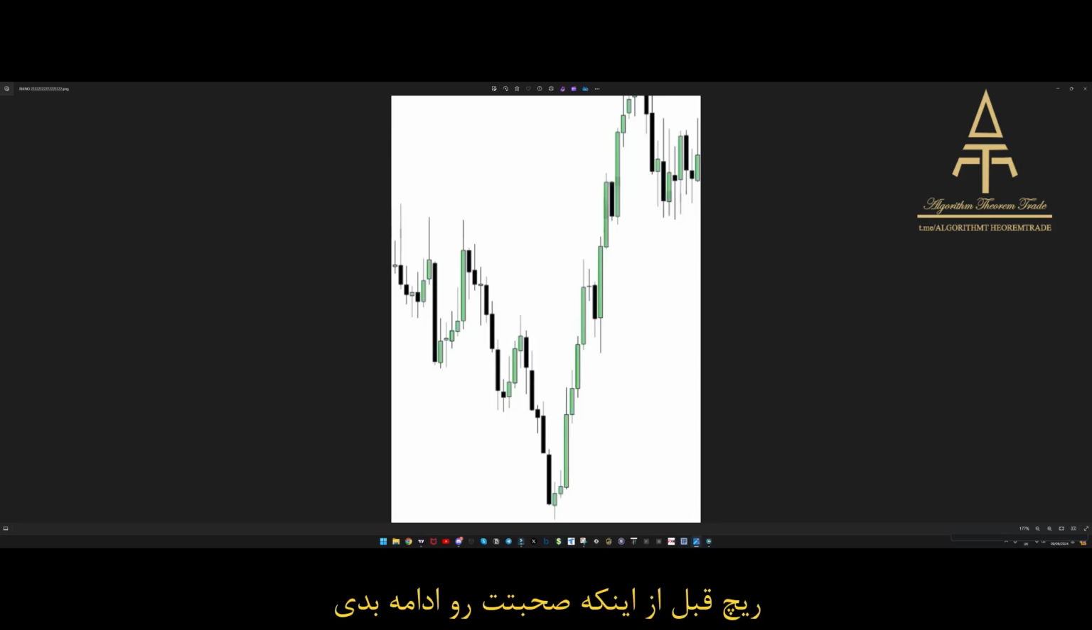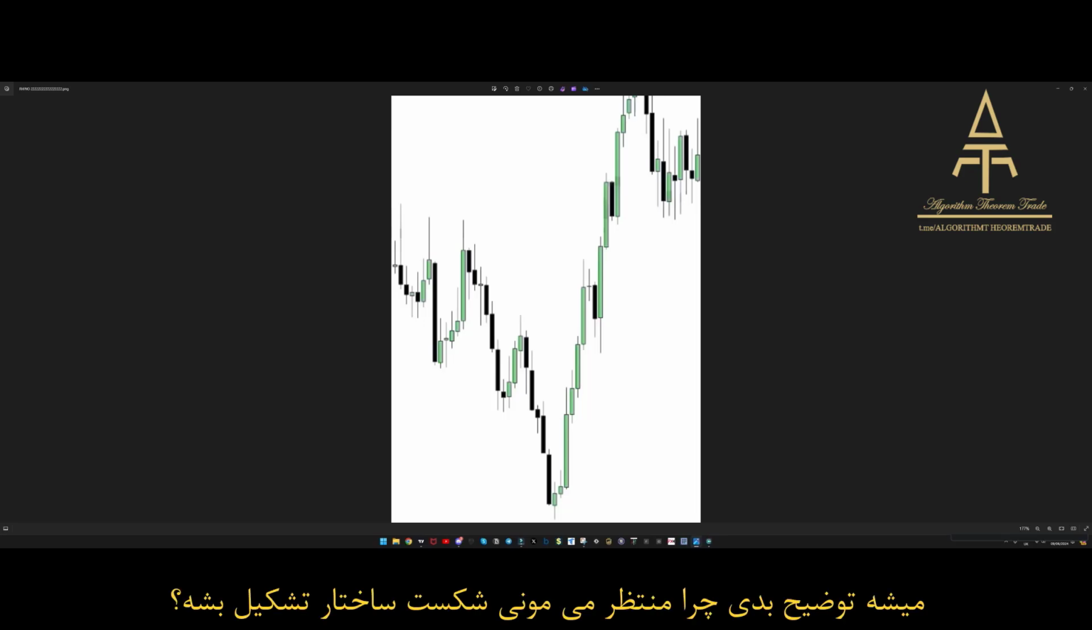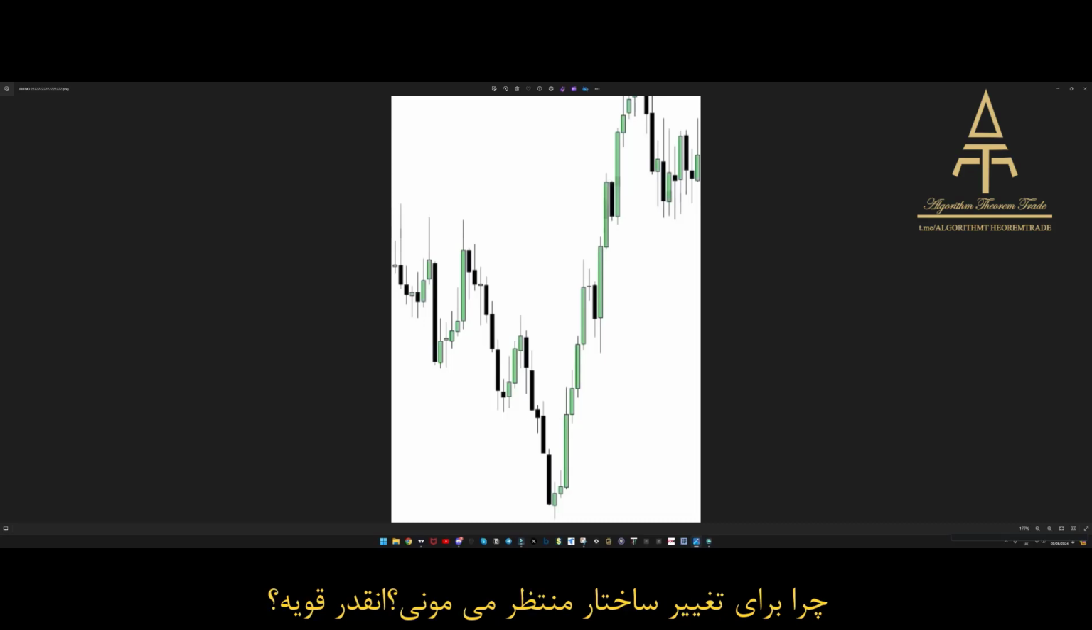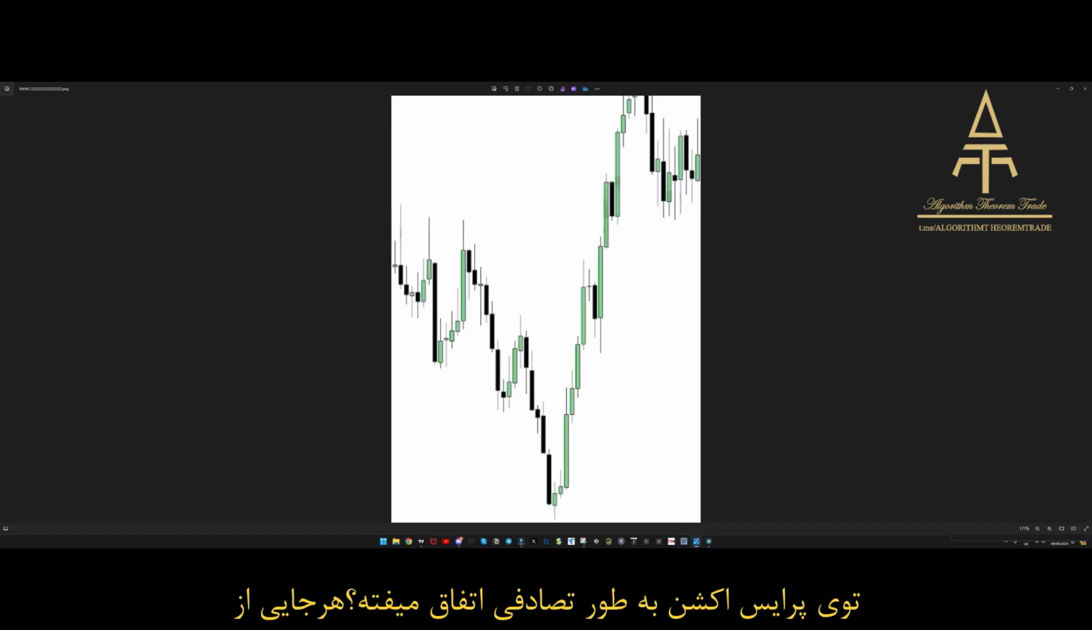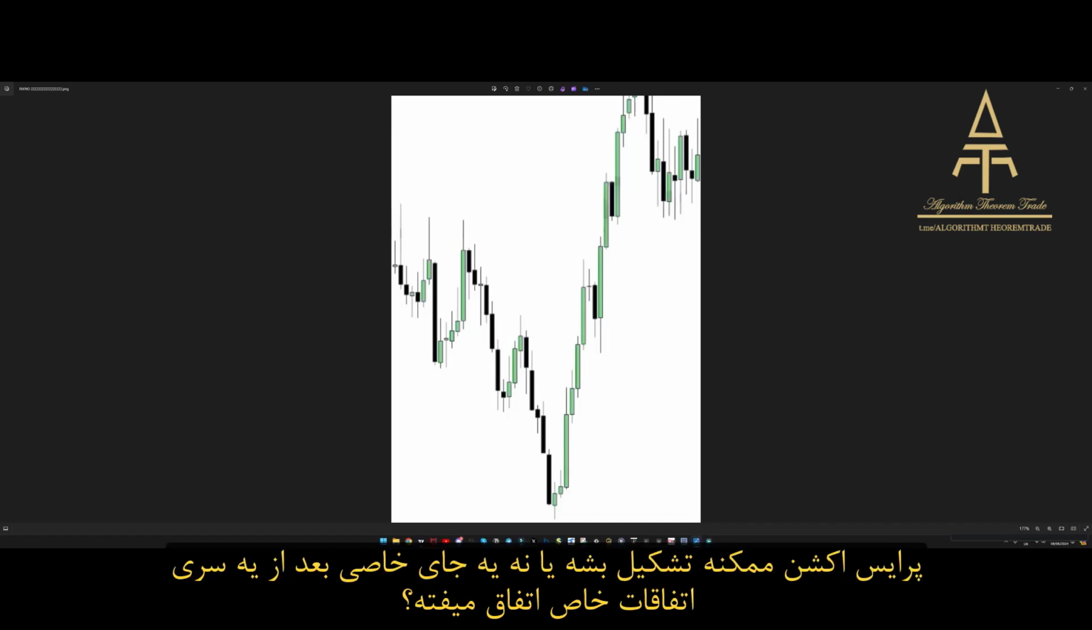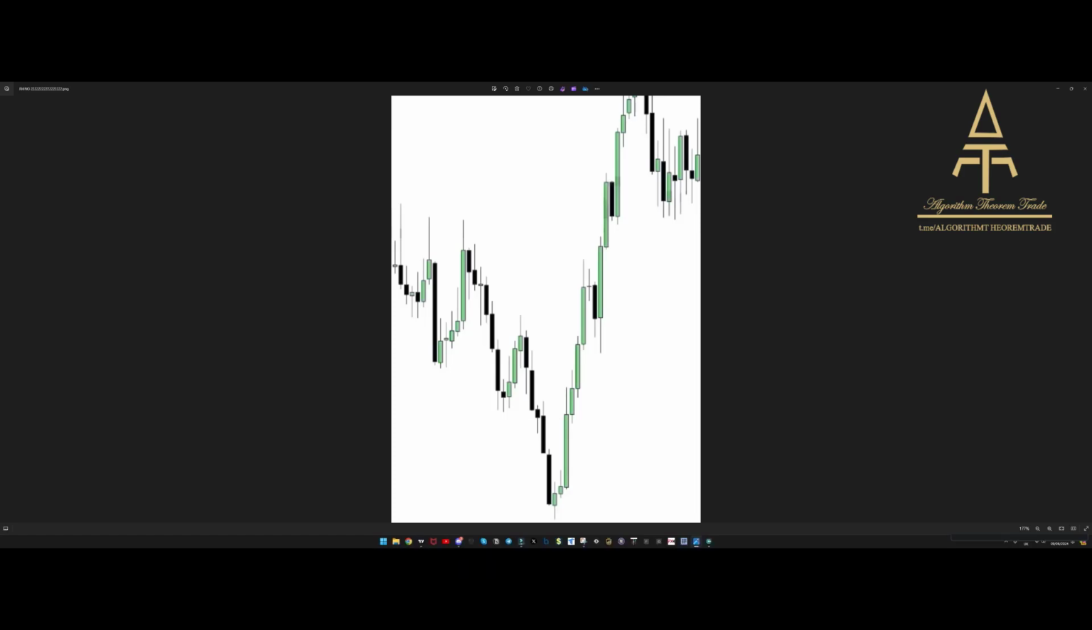I wonder, Rich, before you continue, do you mind sharing why waiting for that break formation, why waiting for that market structure shift is so powerful? Yeah, of course. Does it occur, for example, randomly in price action? Does it occur anywhere in price action, or does it occur only after specific things have occurred?